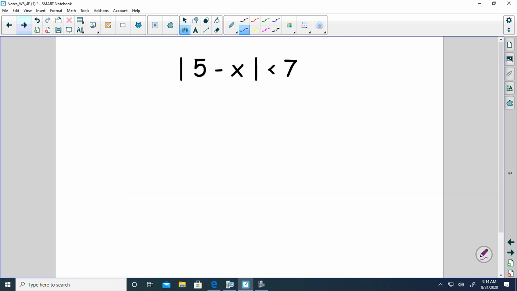So let's talk about this first problem. Let's just draw ourselves a line. Let's find my critical value. So I have 5 is equal to x. I add an x to both sides. So I have a 5 there, so that's my critical value.